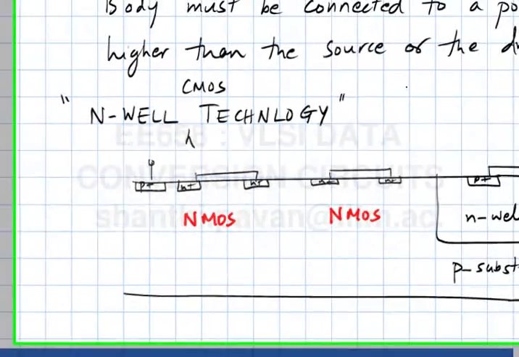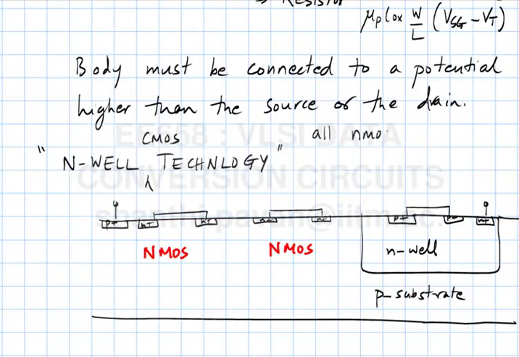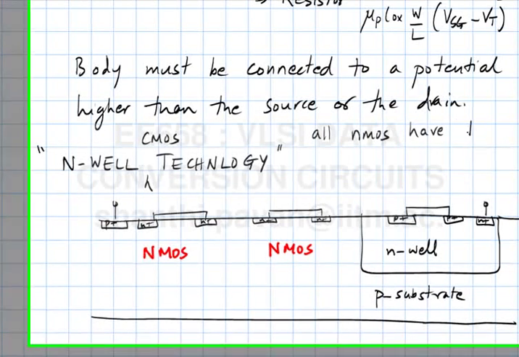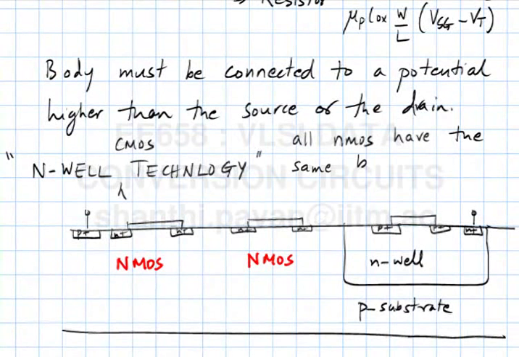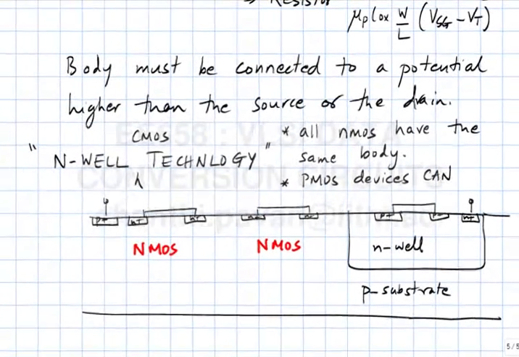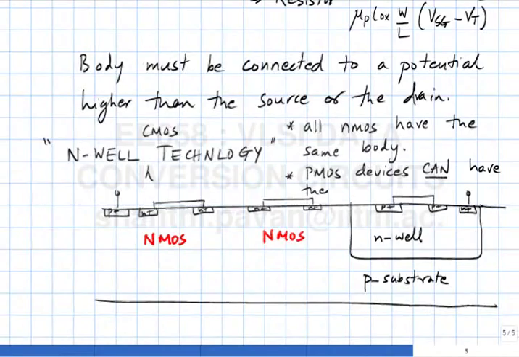Okay, so in an N-well CMOS technology, all NMOS devices have the same body and PMOS devices can have their own bodies. The body terminals of each PMOS transistor can in principle be made separate, because you can make one N well, make one PMOS transistor, make another N well, make another PMOS transistor, and so on. If you want to share wells, you can also do that, but in principle you can also have this dedicated body terminal for each PMOS transistor.